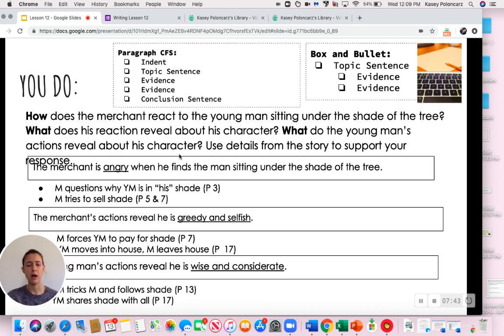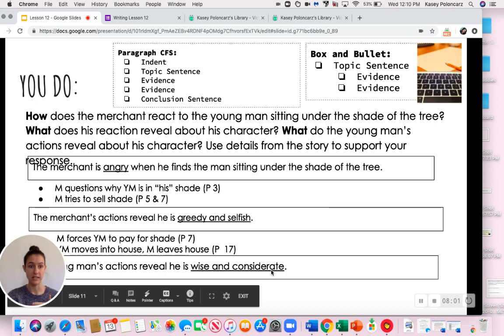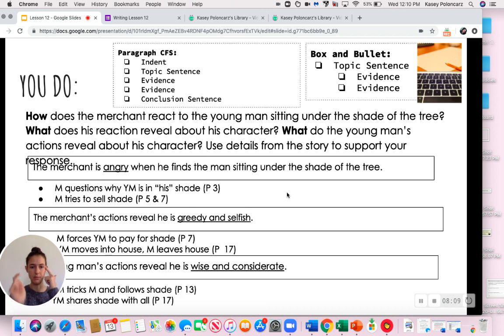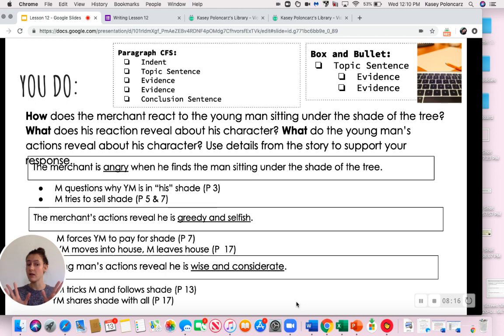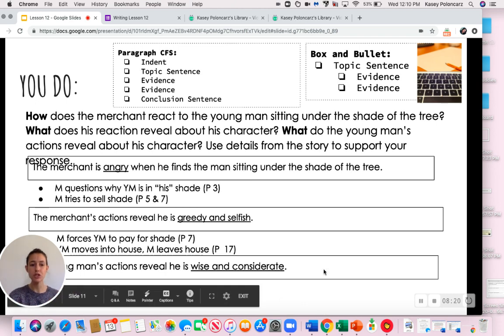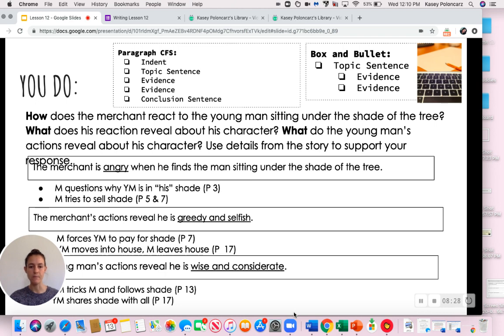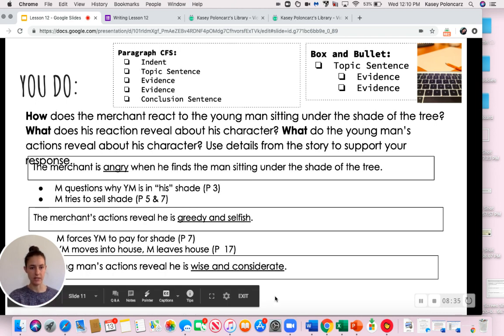All right, last question. What do the young man's actions reveal about his character? What did you guys think? How is the young man? What is he like in the story? I bet some people said he's generous, he's kind, maybe he's clever. Yeah, so I picked he's wise and considerate, but those other words that you said definitely work. If you said something different than Ms. Poloncarz, I want you to rethink. Does my evidence prove my topic sentence? So for my evidence, you guys can also have different evidence. If you have evidence from the text that proves your point, keep it. I'm just trying to make sure that we have strong evidence when we write. I have that the young man tricks the man and ends up following the shade, and then he shares it with everybody. So the first one shows how he's wise, and my next quote shows how he's considerate.